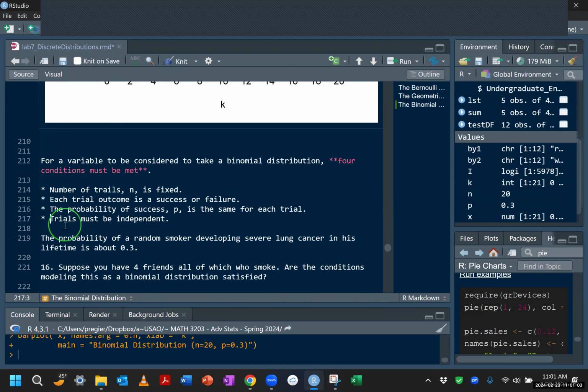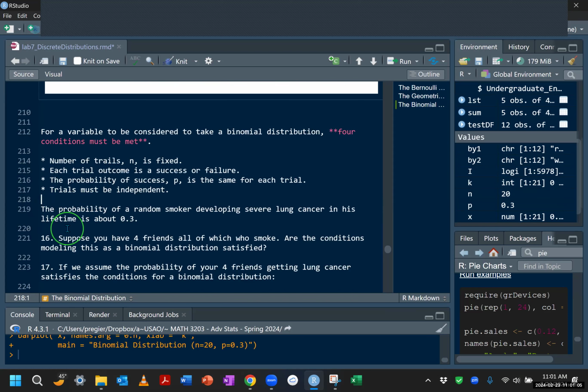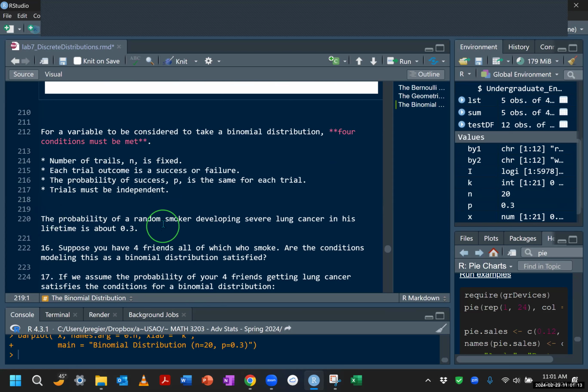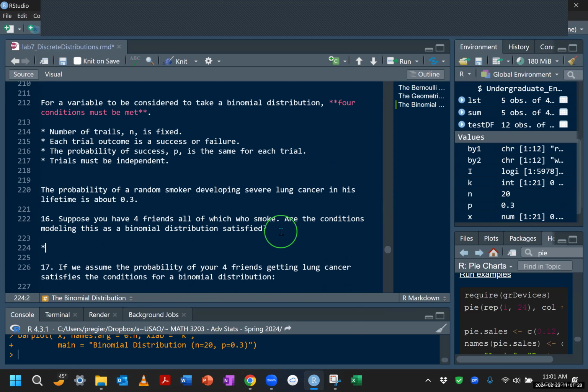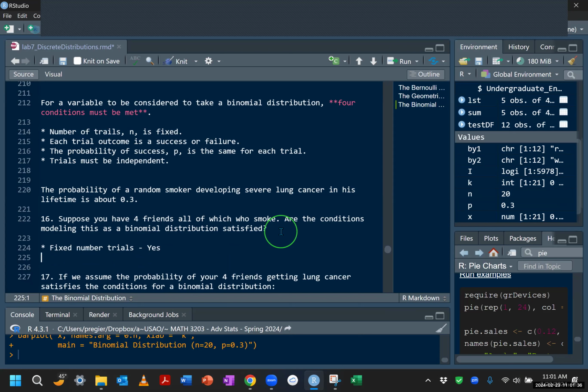So let's test it with this situation. Suppose the probability of someone developing lung cancer in their lifetime is about 30%. That's actually accurate. It's about 30%. The chance of someone who smokes developing lung cancer. So that's not good odds if you're smoking. So suppose I have 4 friends, all of which who smoke. Are the conditions for modeling the binomial distribution satisfied? So let's check. Is it fixed number of trials? Yes, we have 4 people, fixed. Is each trial success or failure?